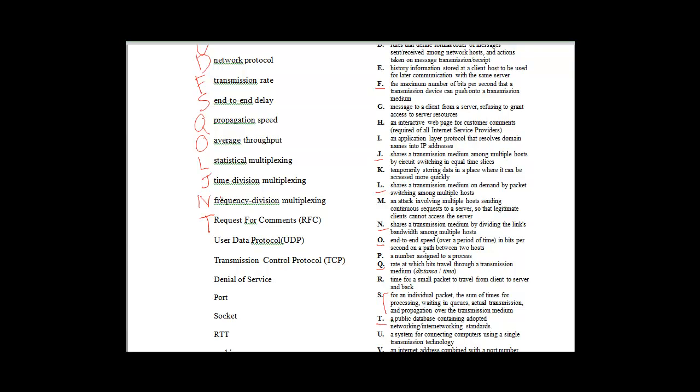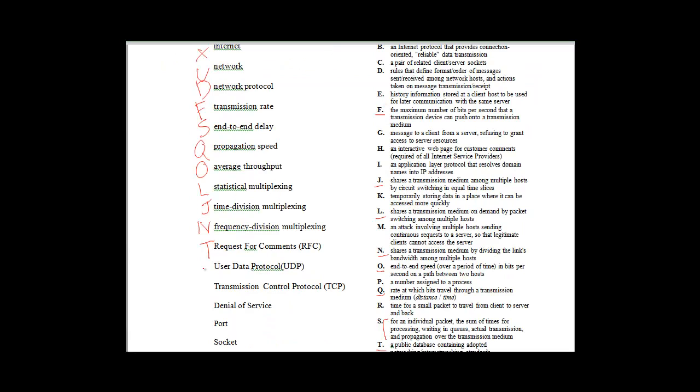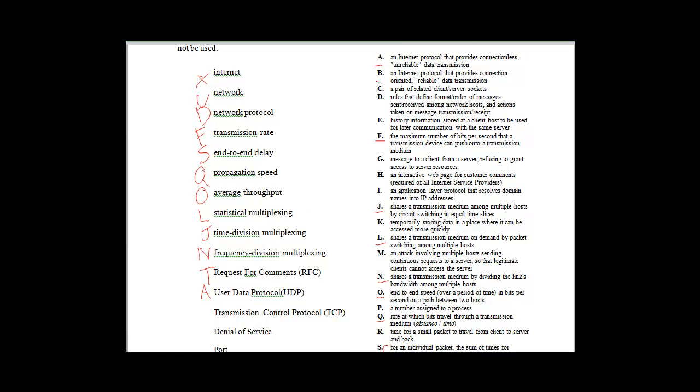User datagram protocol we gave was the connectionless protocol used often in streaming services. Definition though is an internet protocol that provides connectionless, unreliable data transmission. So that's A. TCP is a connection-oriented, reliable data transmission. So we would find that here. B. Internet protocol that provides connection-oriented, reliable data transmission.